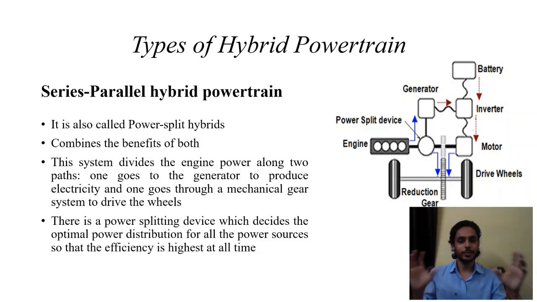It takes the benefits of both of them, that is series and parallel, and it is also known as power split hybrids. You can see here in the diagram that a power split device is attached here. It decides the optimal power distribution to all the sources, so that we get the highest possible efficiency. This system divides the engine power; you can see there are two arrows from the engine, one goes to the generator to produce electricity, and another one goes to the mechanical gear system to drive the wheels.